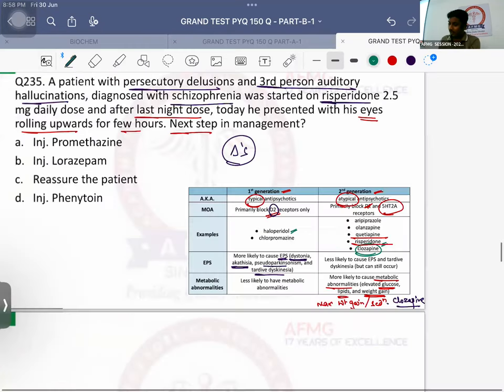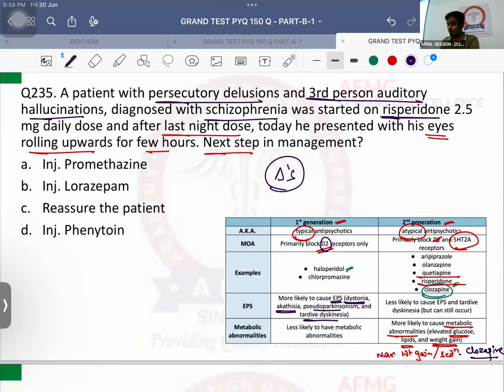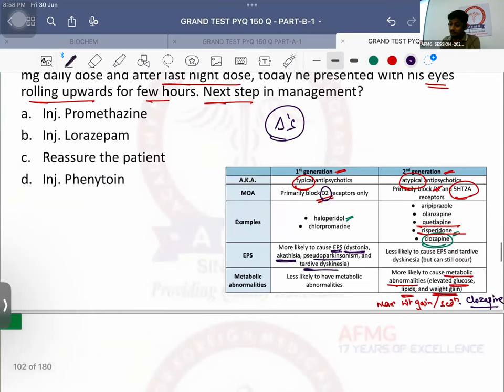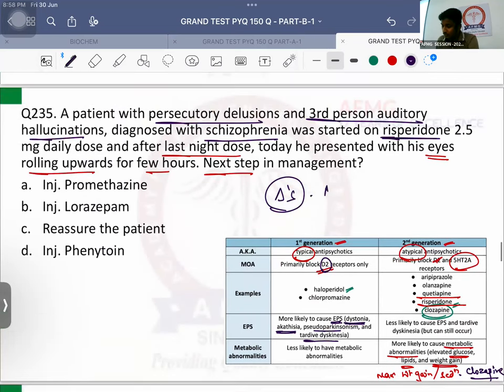Chalo, to is patient mein kya lag raha hai tumhe? There is a sudden spasm of a group of muscles usually. So it is a case of acute. Within a few hours, if the patient is developing, that means it is the earliest extrapyramidal side effect. And it is due to a sudden spasm of a group of muscles known as acute dystonia. There is spasm of which muscle? Extraocular group of muscles. Therefore, he is having uprolling of the eyeball.